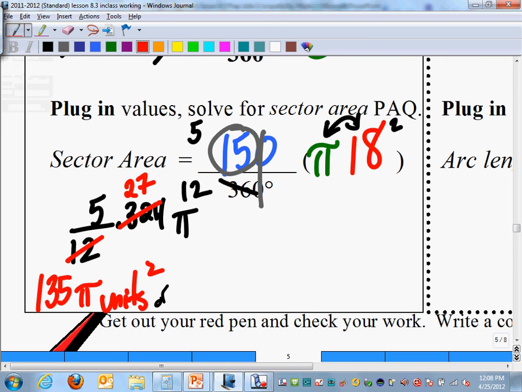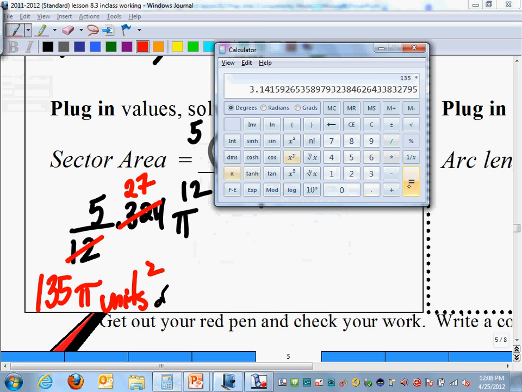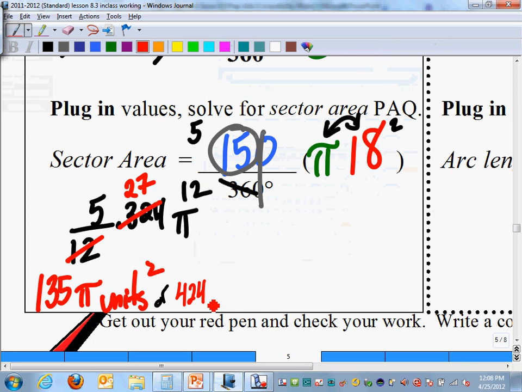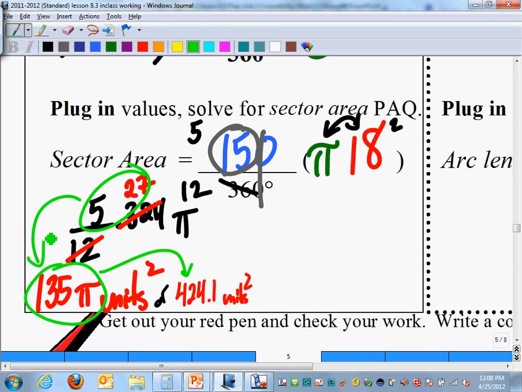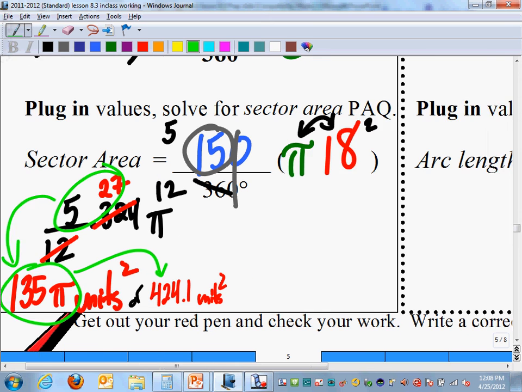Or you just multiply this times pi, and you get the non-pi form, which is 424.1 units squared. That's or. Yes, it is or. You don't have to do pi form. I prefer pi form, but if it bothers you to have Greek letters on your answer, then multiply it out. Pi is a Greek letter, yes.